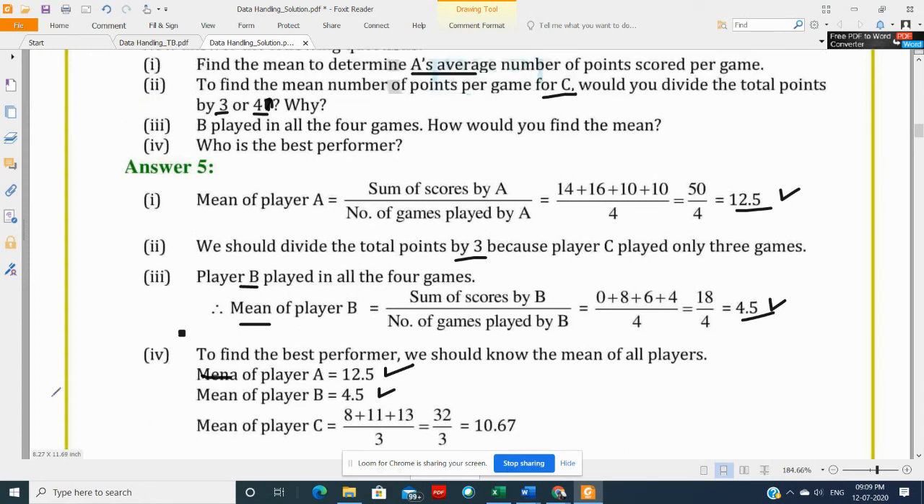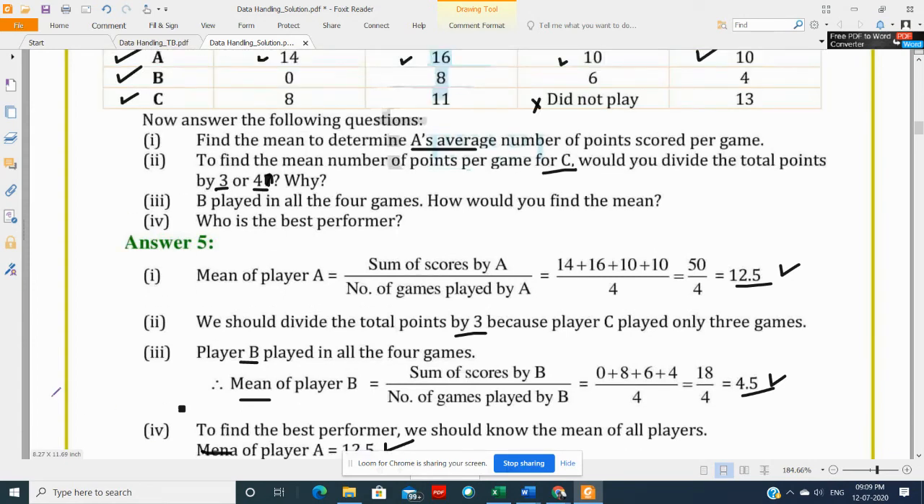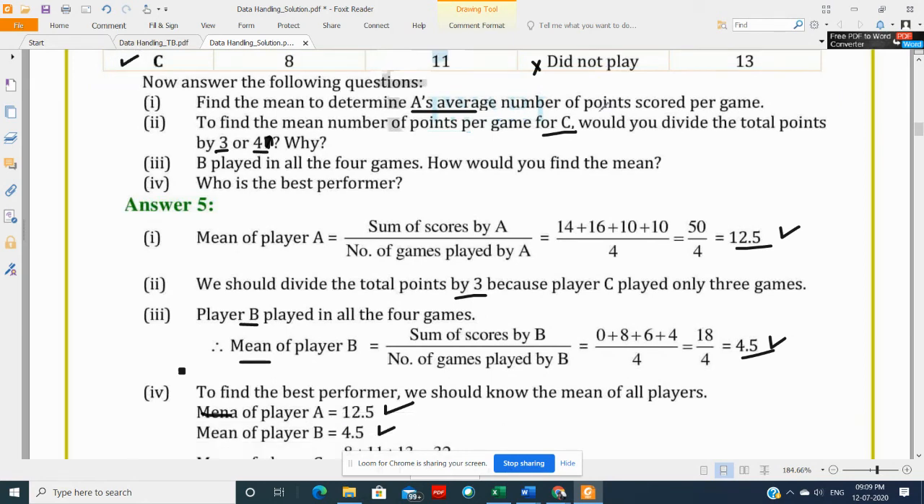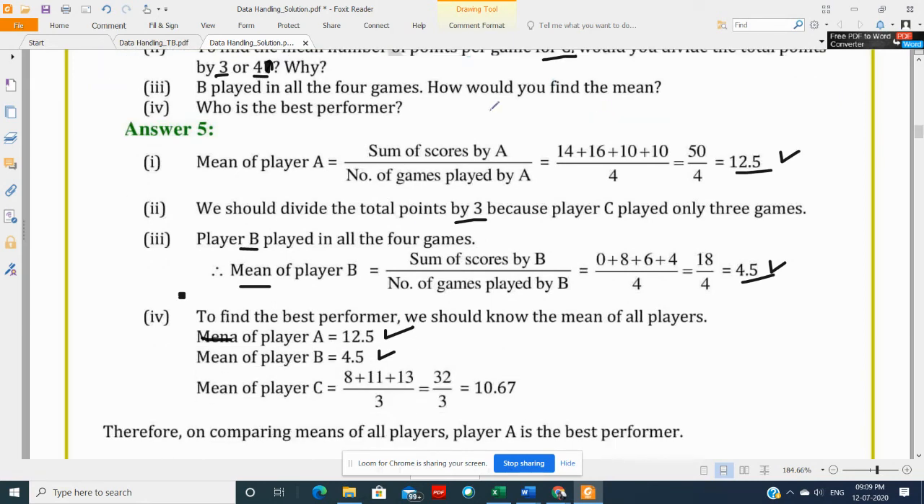Why? Because C ने सिर्फ 3 गेम खेली है. 8 plus 11 plus 13, ये गेम नहीं खेली है, थर्ड वन, तो हम नहीं लिखेंगे वो. While finding out the mean score or mean points of player C, we'll add 8, 11 and 13 and we'll divide it by 3. So our answer would be 10.67.